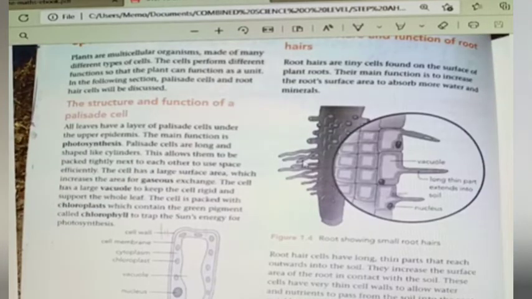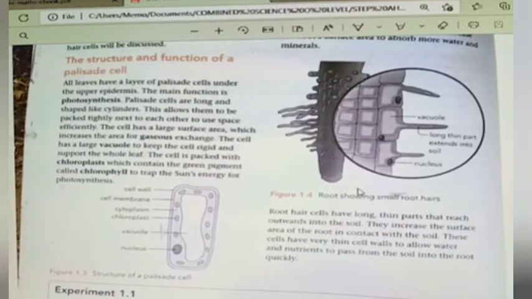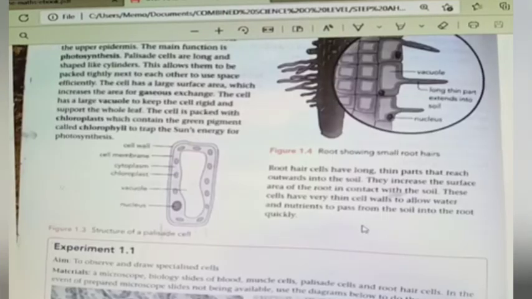So the root hair cells, when you look at a root, these hairs are the ones that we are talking about. Okay, they are the ones that absorb water and mineral salts from the what? From the soil. Okay, how do they do that? They are so thin and long. So it's long and thin parts, they reach outward into the soil, meaning to say they will absorb as much water as possible.